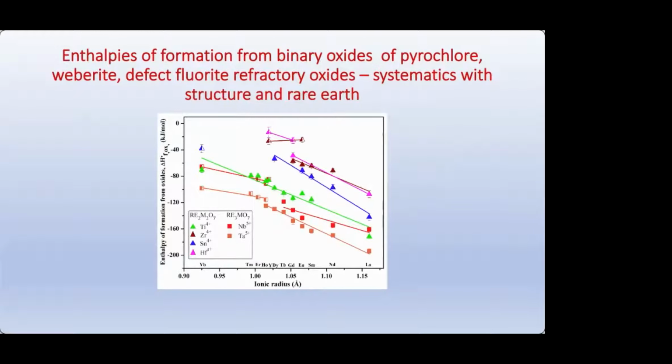As an example of some of the work that we've done, we have worked extensively on fluorite structure-derived oxides. These are superstructures based on the fluorite type, and these superstructures include pyrochlore structures, weberite structures, and in some cases, disordered fluorite materials. We have looked at the enthalpies of formation from the oxides as a function of the rare earth, and we see fairly consistent trends that the materials with larger rare earths are more stable than the materials with smaller ones. And the slopes of these lines then give us some predictive capability for the future.